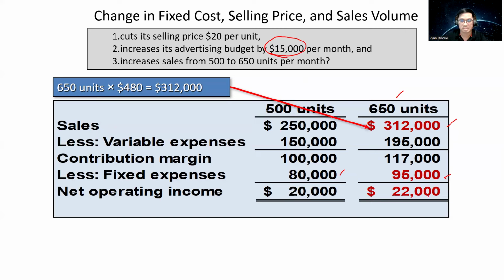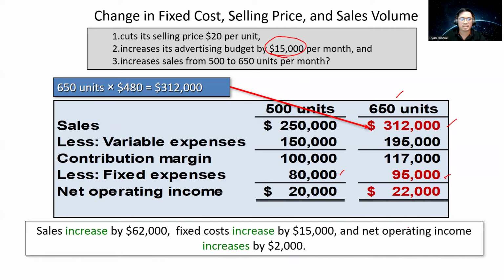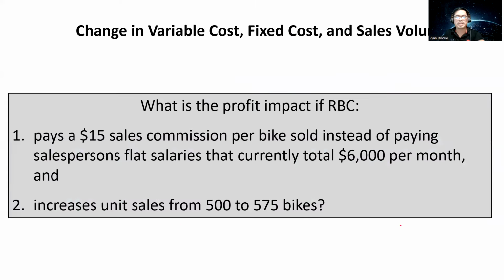Still good efforts. Why? Because first, the sales would increase by 62,000. Yes, the fixed cost will increase by 15,000, but ultimately, the operating income would increase by $2,000. All right. So let's have another example. There are some changes again here.